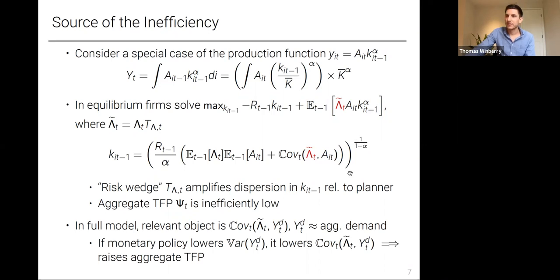How does monetary policy address this inefficiency? How can it improve on this? Well, in the full model, what's going to matter is not just the covariance of this with TFP, but the covariance with some measure of aggregate demand, which determines the returns on capital that firms get when they're investing. If that covariance is not aligned with the planner, then what the monetary authority can do is change the variance of aggregate demand, lower aggregate risk, lower that covariance, and therefore decrease the dispersion in marginal products across firms, raising aggregate TFP and bringing it closer to what the planner would like. So that's the key inefficiency driving all of their results: there's this wedge between how households discount the future and how firms discount the future. And really all monetary policy can do to address that is by changing the amount of aggregate risk in the economy.